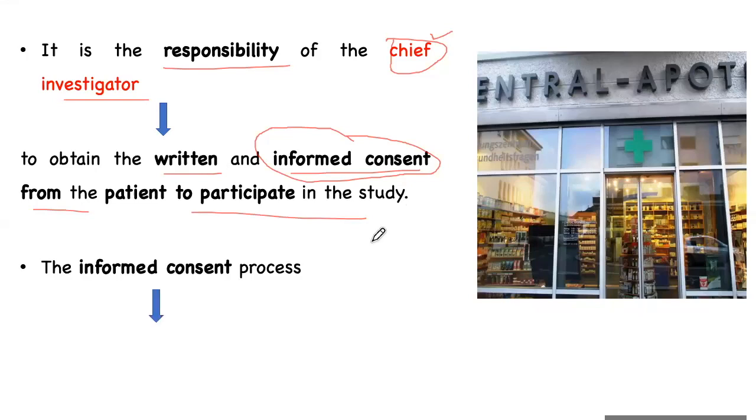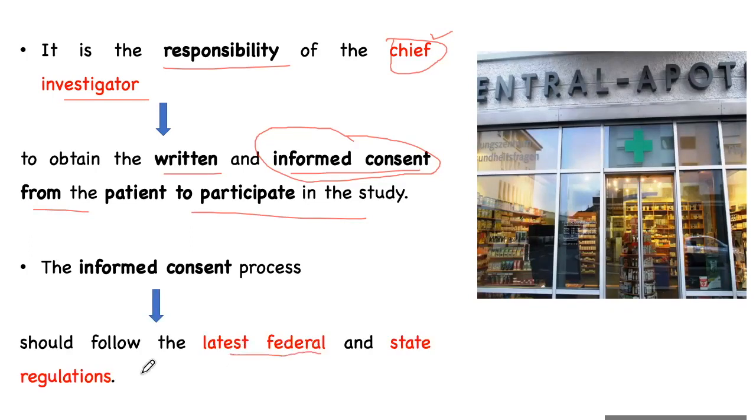The informed consent process should follow the latest federal and state regulation. So you need to design informed consent. It should not be just yes and no type of answer, just a signature of the patient. There is a process of designing informed consent. Many informed consent formats are also available on the internet. As a homework, you can do a literature survey and find a few informed consents, so that at a glance you will get the idea about the informed consent.